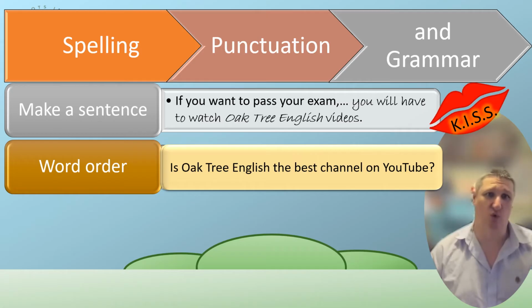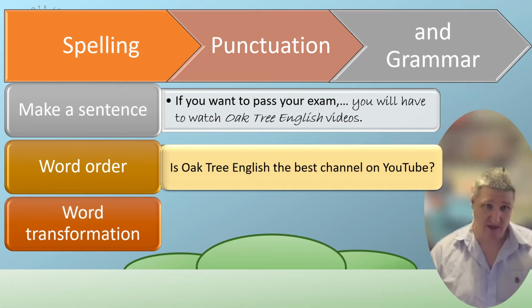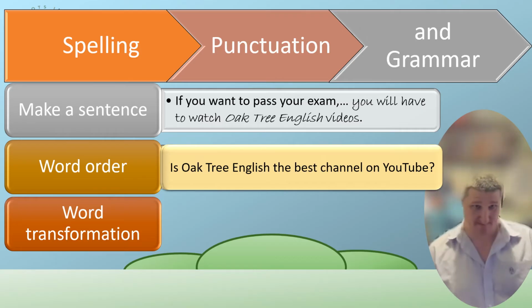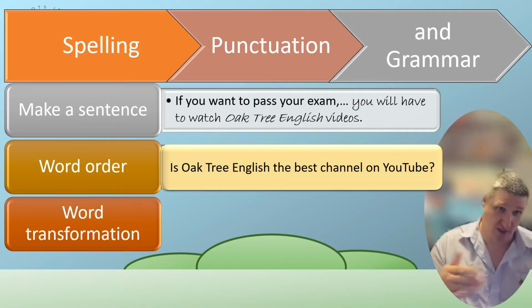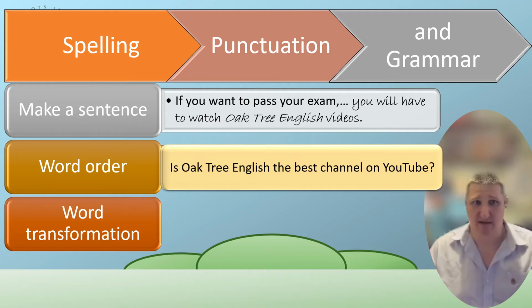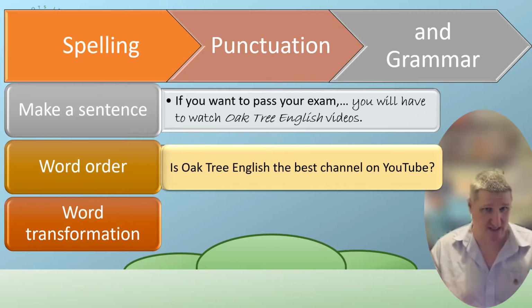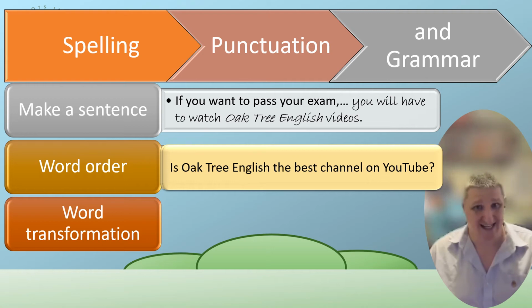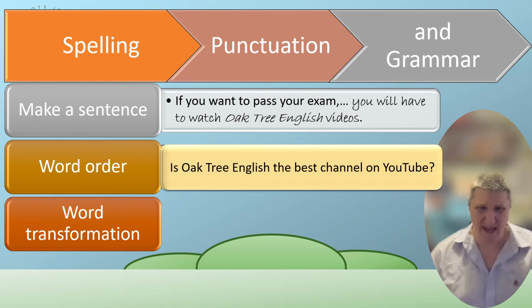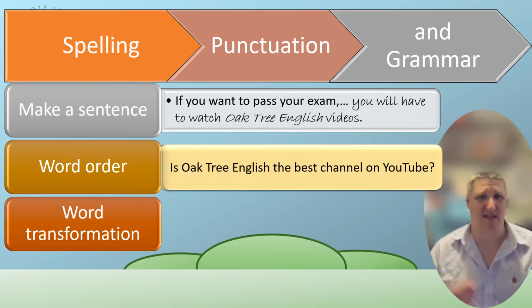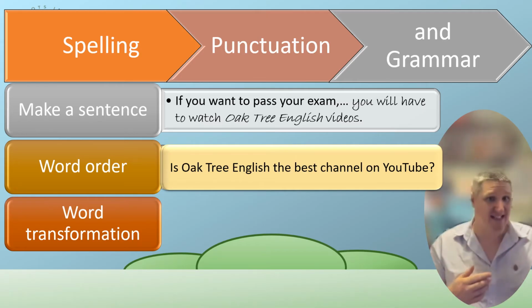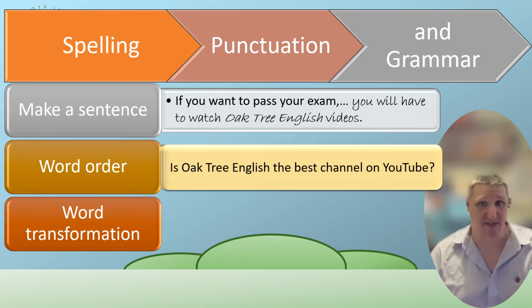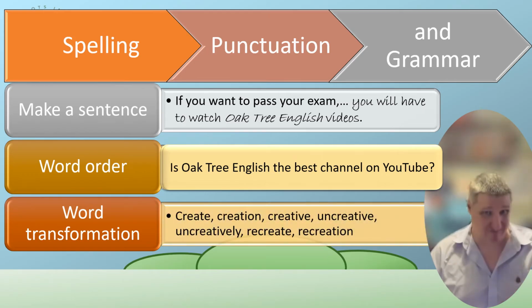Exercise 4 is word transformation. This is often through the adding of affixes. These are the letters at the beginning of a word, a prefix, to change its meaning, like popular to unpopular, or letters at the end of a word, called a suffix, to change the word type, like concentrate is a verb, concentration is a noun. You can prepare yourself for this by thinking about word families like create, creation, creative, uncreative, uncreatively, recreate, recreation.